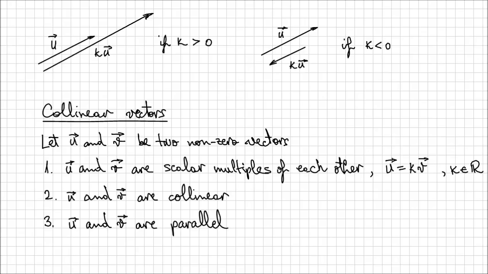So if these two vectors are scalar multiples of each other, they are collinear, they are parallel, or if u and v are parallel vectors, they are multiples of each other, and they are collinear, and so forth. So it's very important that you know what the relation is between collinear vectors and what they represent.